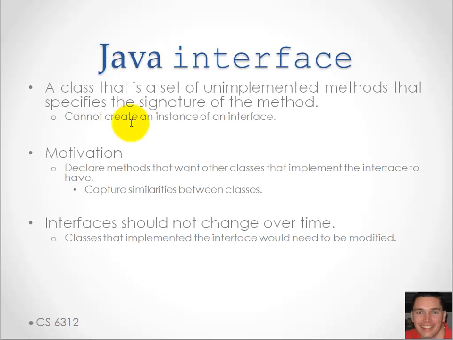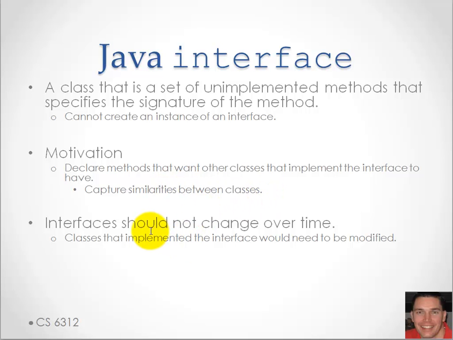So if we look now specifically at the definition, a Java interface is just a set of unimplemented methods that specify the signature of the method. So they're just some abstract methods. You cannot create an instance of an interface class, just like you cannot create an instance of an abstract class. The motivation behind declaring and using interface classes is that you want to create a class that declares methods that you want other classes to implement. So again, it's like abstract classes or building a class hierarchy. We're trying to capture similar behavior between our classes.